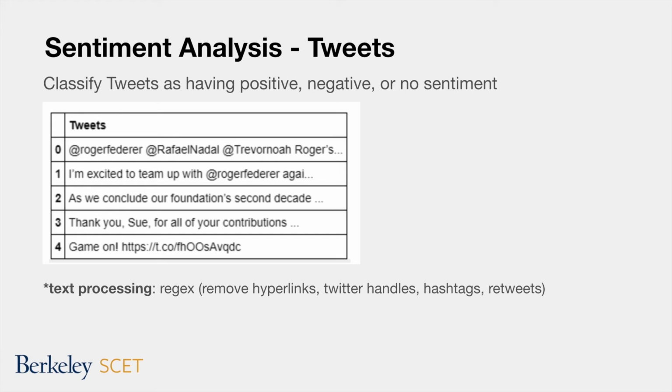For example, in this one, since we're working with tweets, the project utilized regular expressions to remove things like hyperlinks, Twitter handles, hashtags, or the retweet handles. This is very specific to this data set, but those specific things like hyperlinks don't really add value in terms of determining whether it has positive or negative sentiment, which is why we removed them.